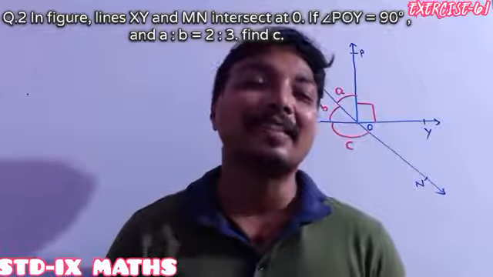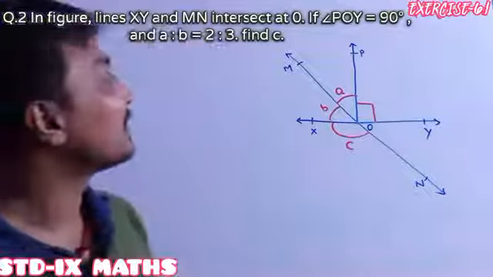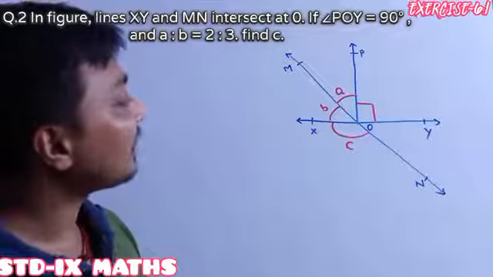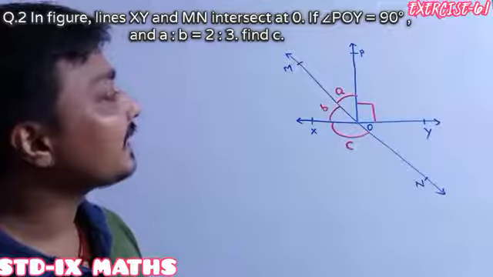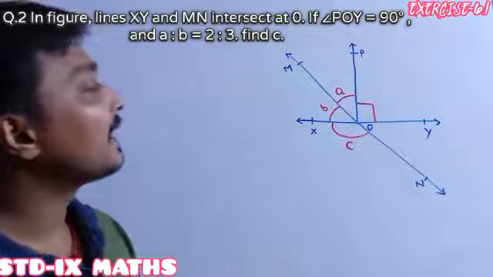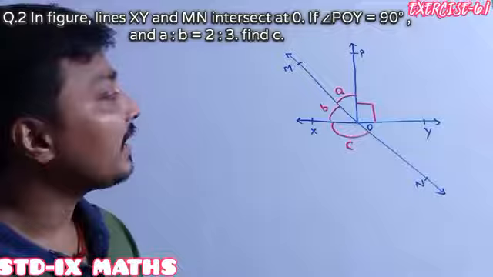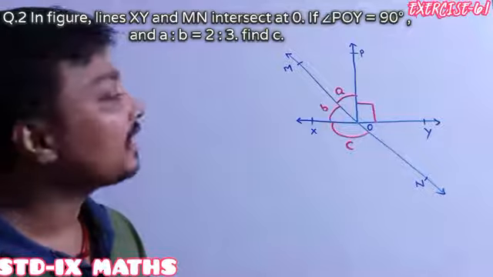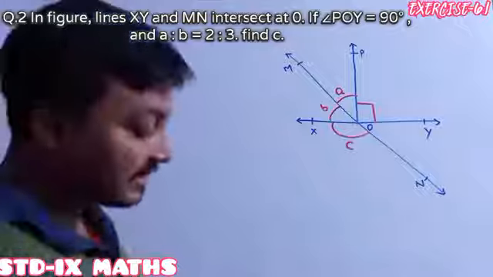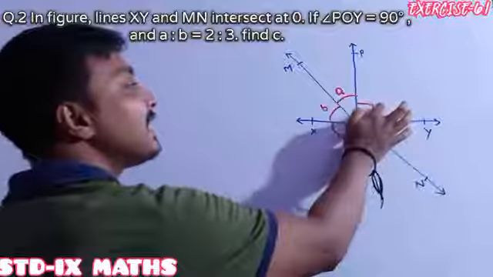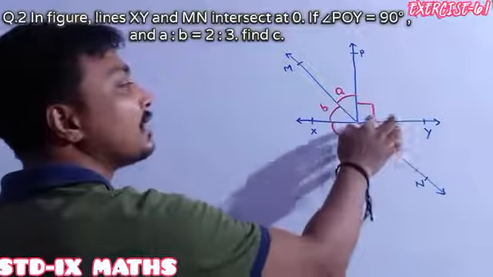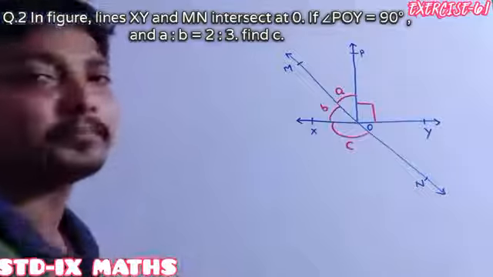Okay, so listen. The first question: it is given in this figure that XY and another line MN both intersect each other at the point O. Again, it is given in the figure that this angle is a right angle. It means OP is perpendicular to XY. It means this angle is 90 degrees.